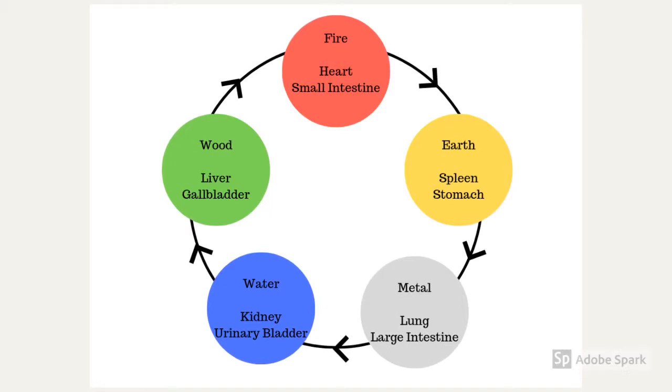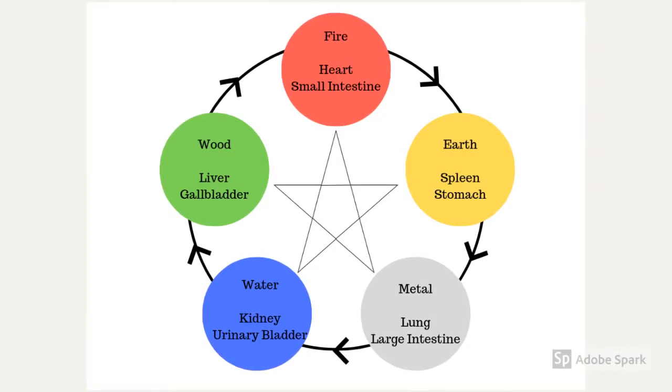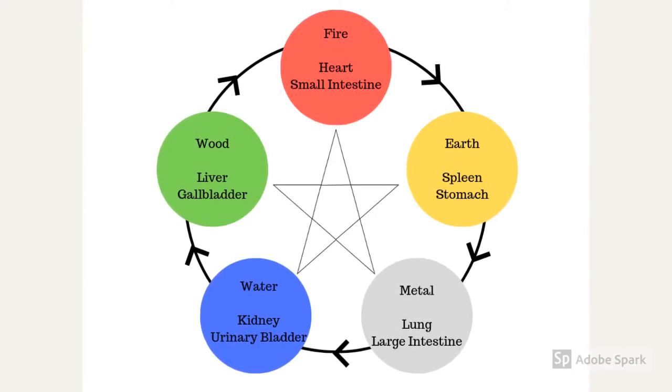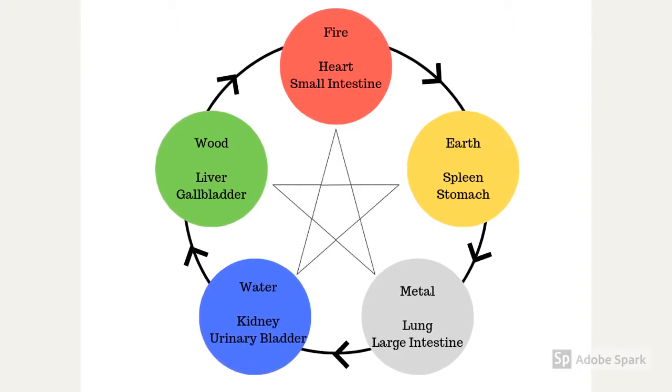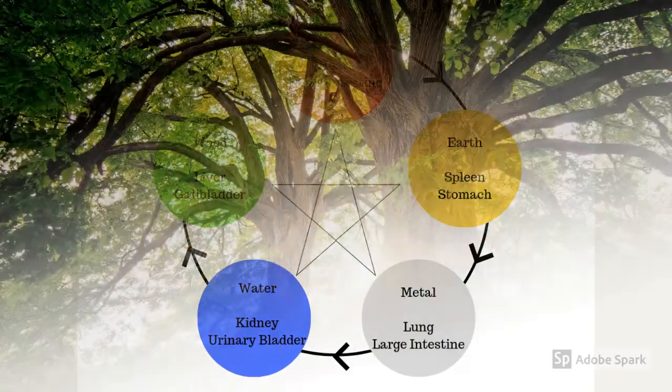The controlling cycle helps to keep this in check. Visualize the controlling cycle as a star. Wood controls earth, earth controls water, water controls fire, fire controls metal, and metal controls wood. If one of the elements is out of balance, again, disharmony can occur. Understanding which signs and symptoms are associated with the elements and the organs leads us to a diagnosis of the disharmony and informs us how best to treat it.